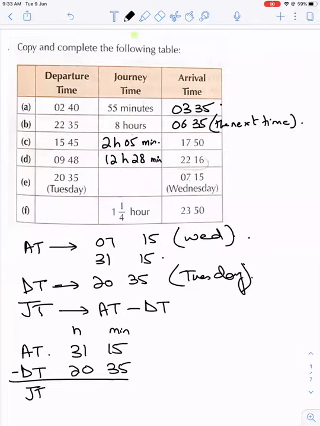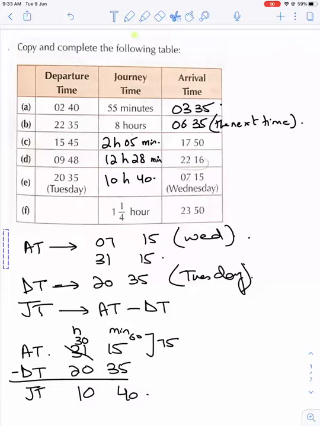You cannot subtract 35 minutes from 15 minutes. So you need to borrow 1 hour from the hours column. 31 hours you had, now it has become 30 hours. 1 hour has gone into the minutes column, that has become 60. So 60 plus 15 is 75. 75 minus 35 gives you 40 minutes. 30 minus 20 is 10. So the journey time is going to be 10 hours and 40 minutes.